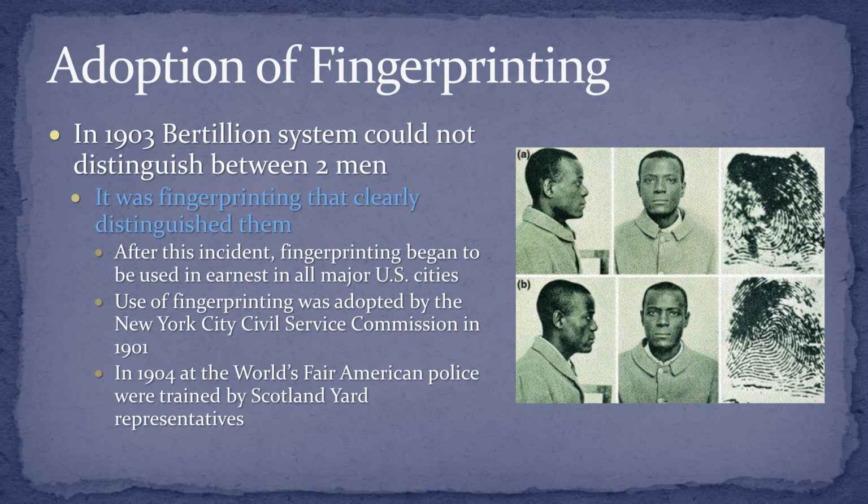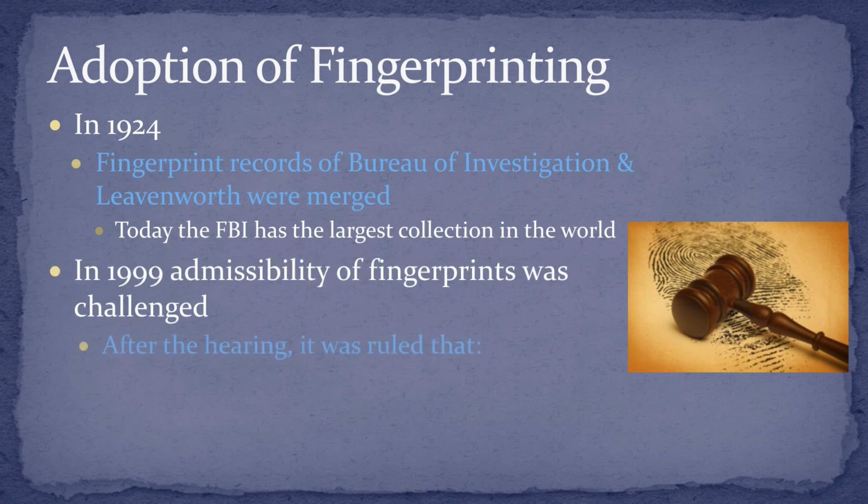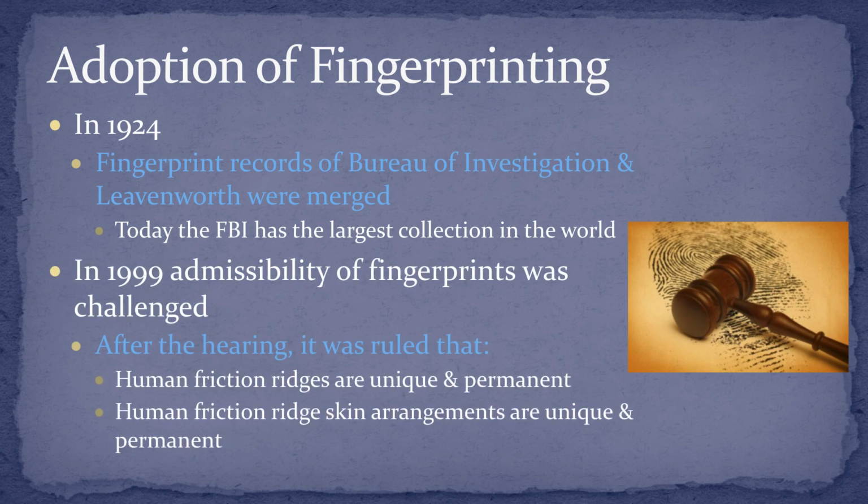After this instance, fingerprinting began to be used in earnest in all major U.S. cities. The use of fingerprints was adopted in New York City first, by civil service commissions in 1901, and then in 1904, at the World's Fair, American police were trained by Scotland Yard representatives in how to read fingerprints. By 1924, fingerprint records of the Bureau of Investigation and the Leavenworth prison were merged, which was the nucleus of what today is the FBI, which has the largest collection of fingerprints in the world.